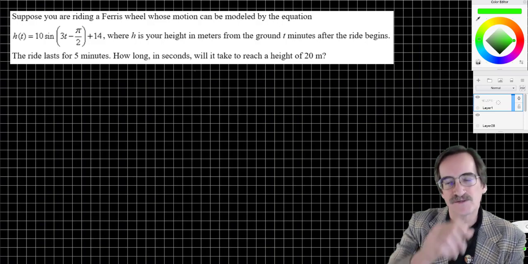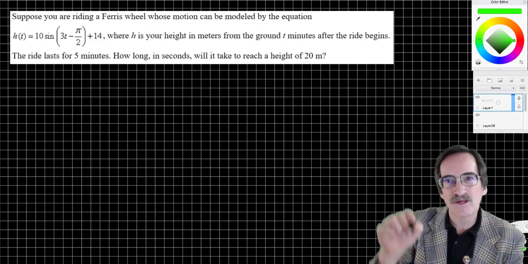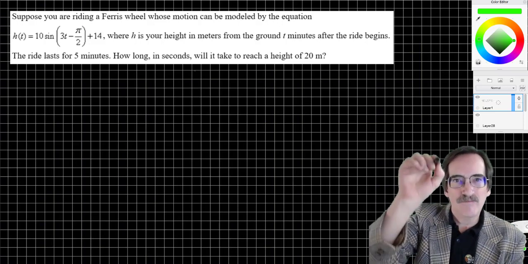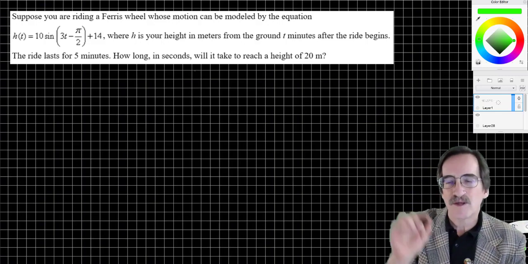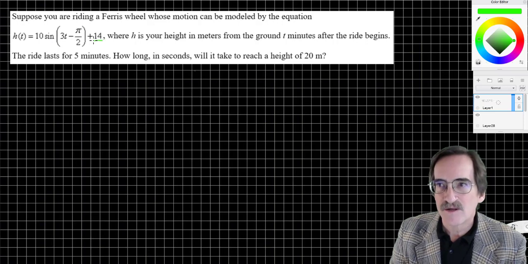A Ferris wheel, of course, travels in a circular path, but if we model just the height component, we can be thinking of the person moving up and down and up and down, rather than considering the left and right motion. Okay? This particular sinusoidal function models that behavior. It basically says we've got a center of oscillation of 14.